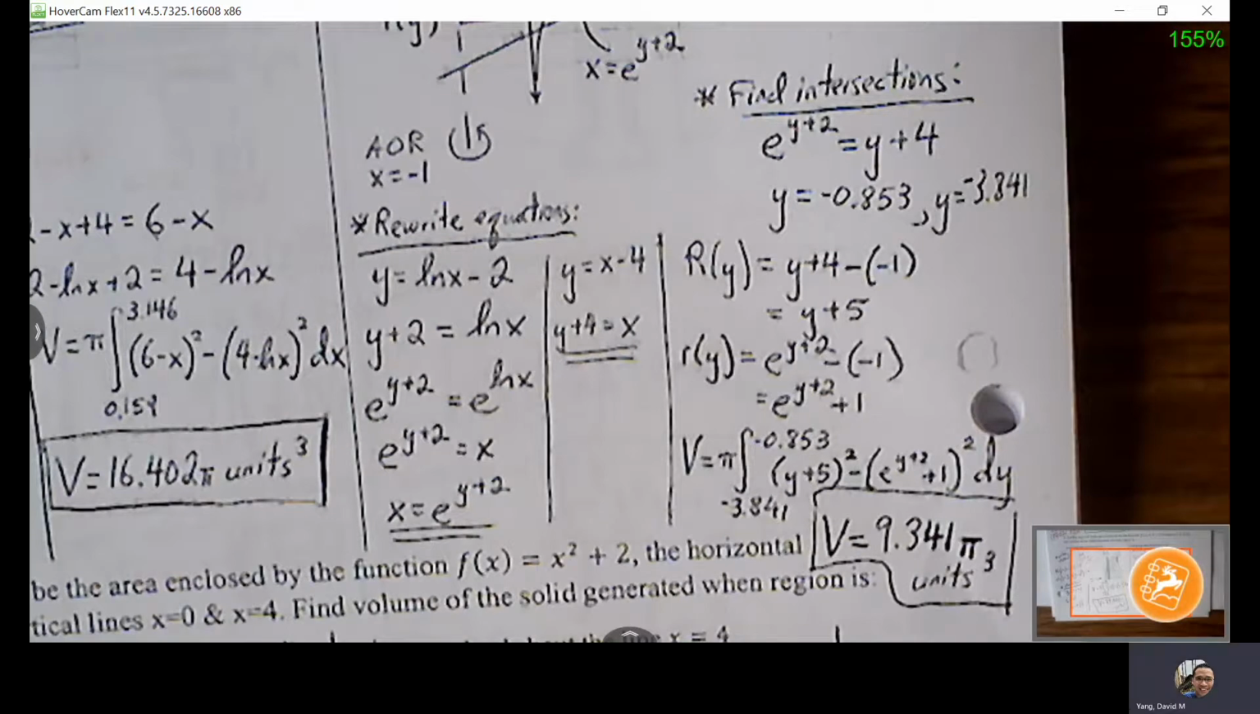Oh, you found the first one, but you didn't find the second one. Is that what you're asking? Yeah. Okay, all right. So if you want to find the second one, start closer to this number. This -0.853 is a little higher up. So you need to go to like -5 or -6 so that it can actually find this value.